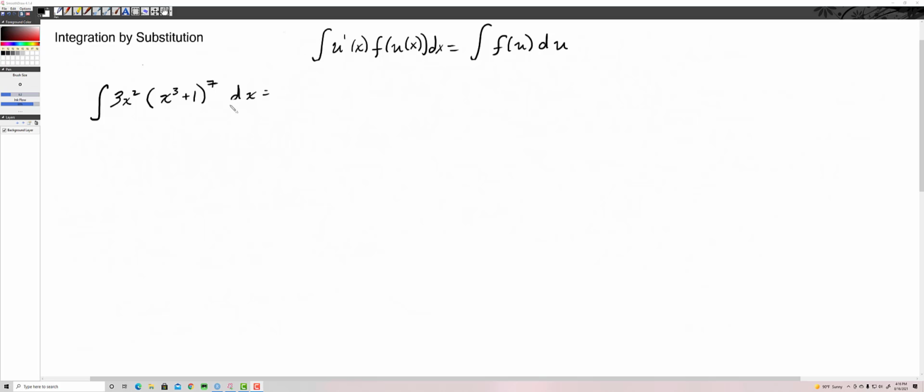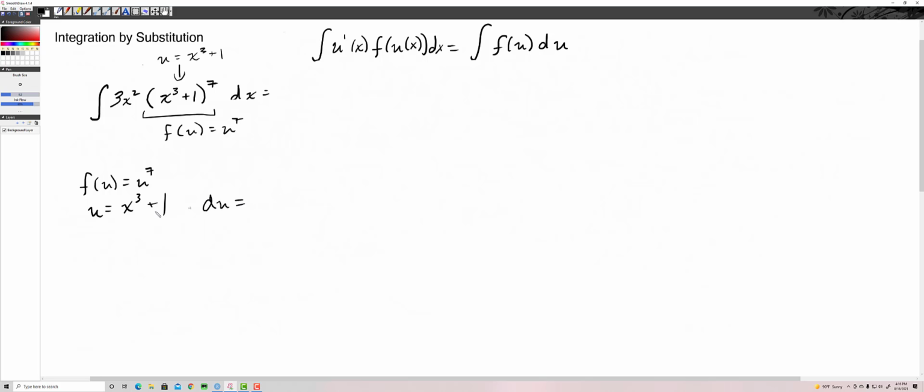Okay, here's another example. Very similar to the last one. Here's our function within a function. We have u here. U is going to be x cubed plus 1. Our f of u is going to be u to the 7th. Okay, so let's go ahead and write these things out. F of u is u to the 7th. U is going to be x cubed plus 1.